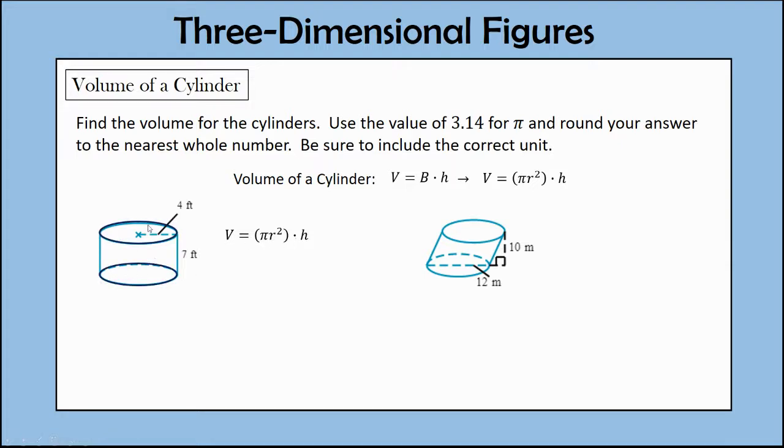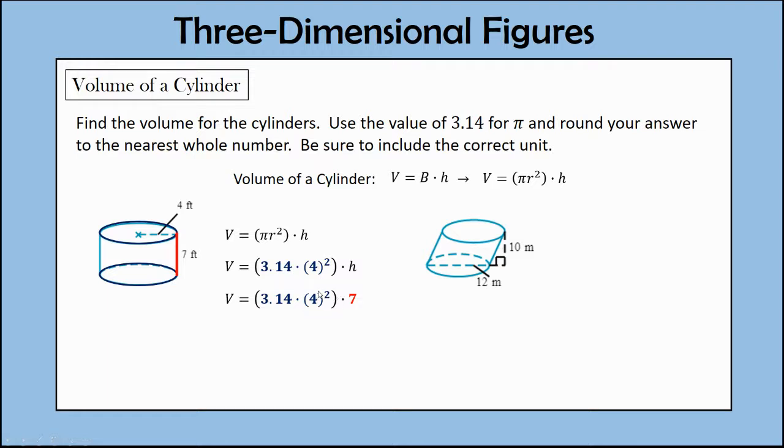Okay. There's my two bases, these two circles. They both have a radius of 4. So I'm going 3.14 times 4 squared. What's the height of the cylinder? Well, it's a distance between the circles, just like the height of the prism was a distance between the two bases. Okay, so my height here is 7.